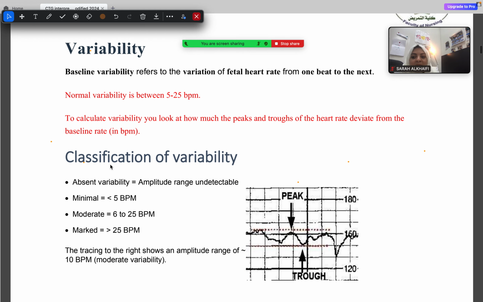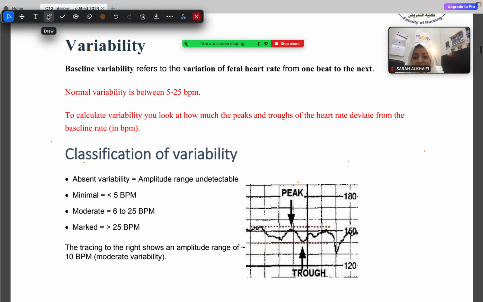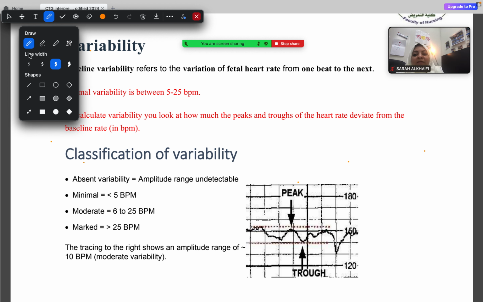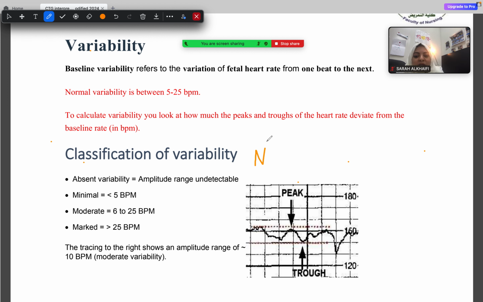Okay, so what's variability? From its name, variability is the changing of the fetal heart rate, which means that one fetal heart rate could be, for example, 100, the next one might be 80, then it goes up to maybe 120, then let's say 90. Each beat, as you can see, has a different strength.